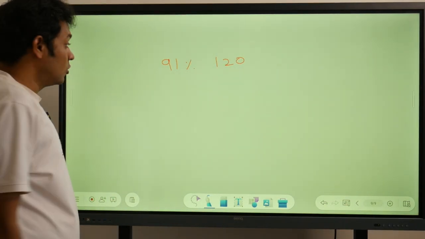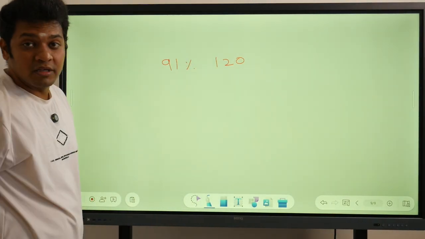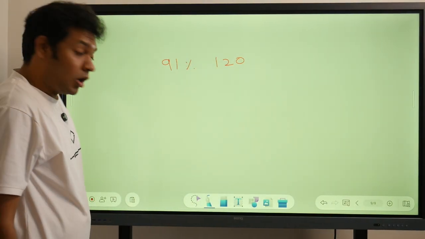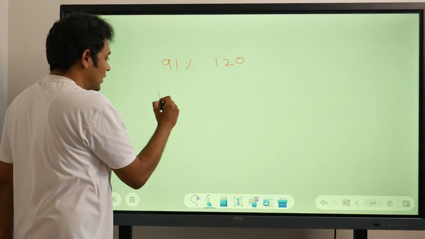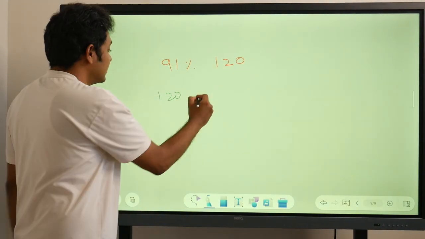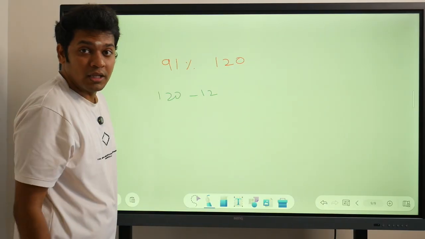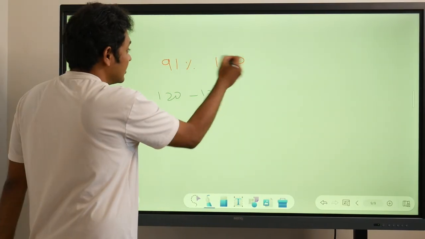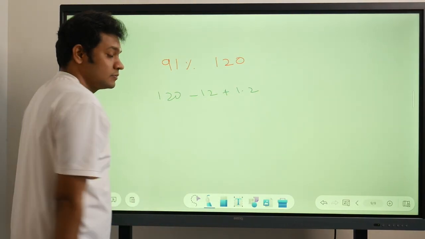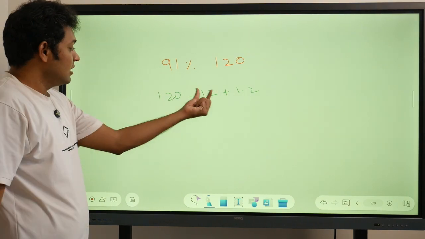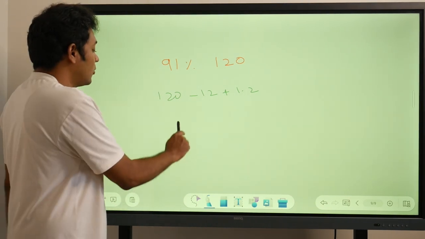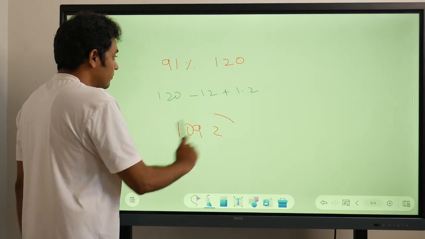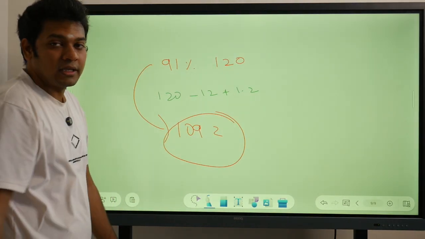90% plus 1%? No. From 100%, remove 9%. That's easy. Or from 100%, remove 10%. What is 100%? It's 120. Remove 10%, minus 12. 10% is 12, so it's 90%. Add 1%. 1% is plus 1.2. That's easy. So 120 minus 12 will be 108. 108 plus 1.2 will be 109.2. That's my 91% of 120.